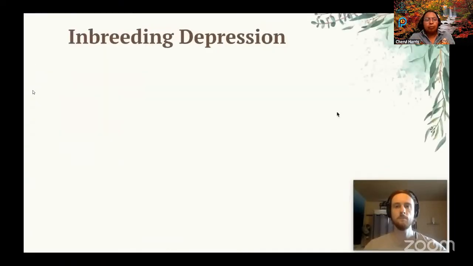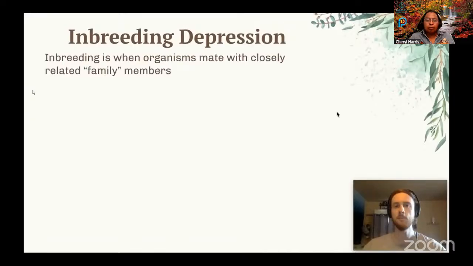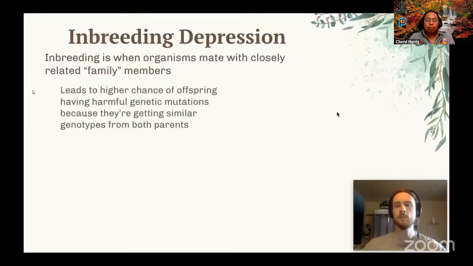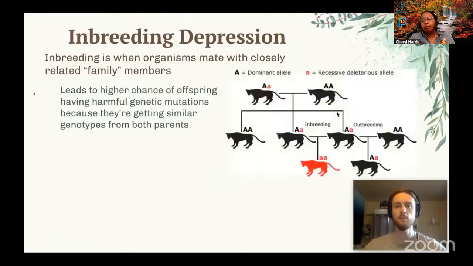Another problem that results when we have an especially small population size is inbreeding. So inbreeding is when organisms mate with close family members. And this is a bad thing for populations because it increases the chances of a deleterious or a harmful mutation. And that's because the genomes of the parents are so similar that they're more likely to pass on 2 copies of a harmful allele. So let's look at a diagram here to help us understand.